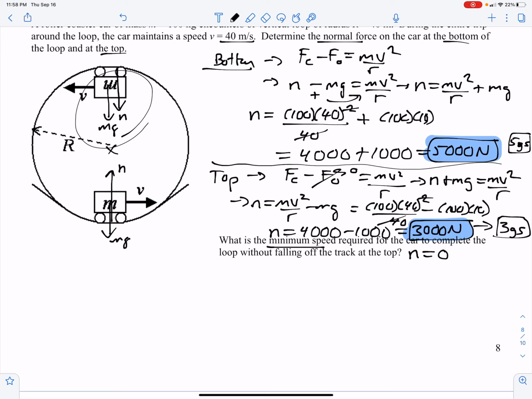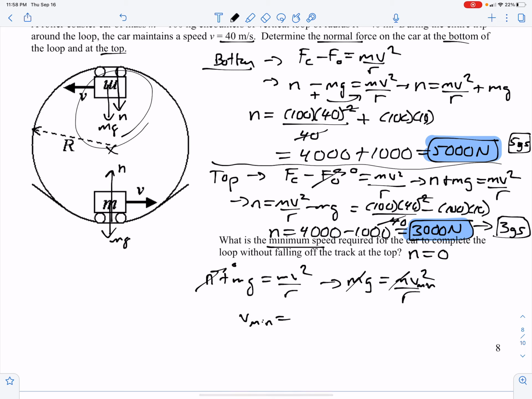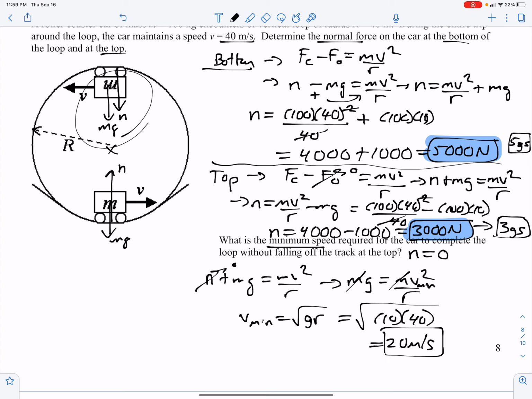So if I go to the top and I use the equation normal force plus mg equals mv squared over r, but set normal force to 0, you're literally left with mg equals mv squared over r. In other words, it's just the weight that causes the curvature at a minimum speed. Masses cancel, and v min is equal to the square root of gr, or the square root of 10 times the 40 meter radius. The square root of 400 is about 20 meters per second.